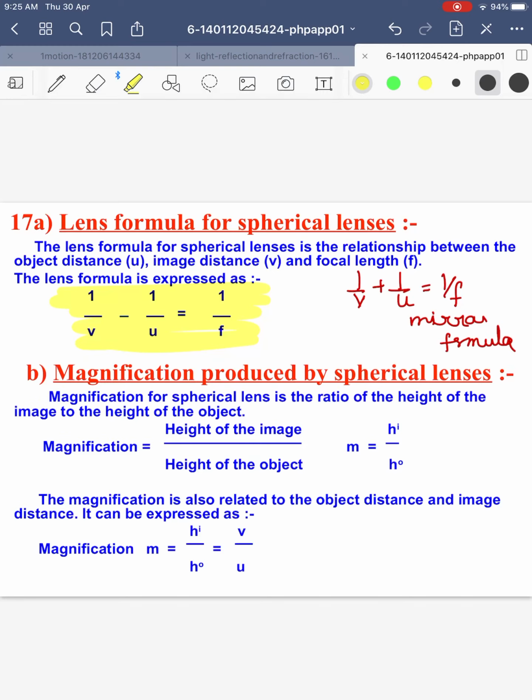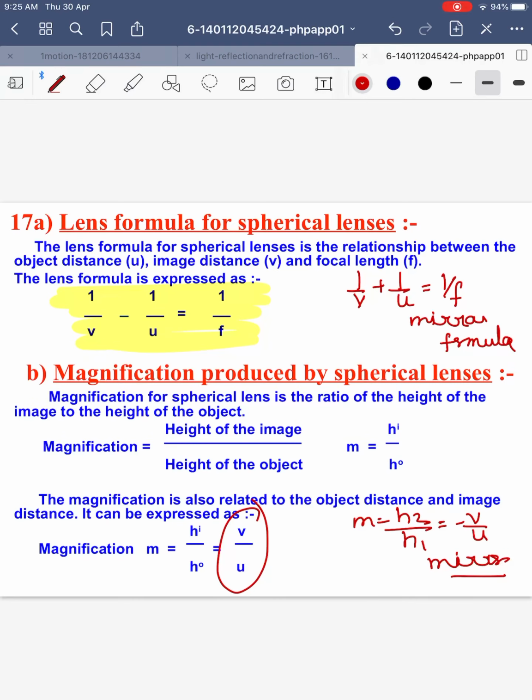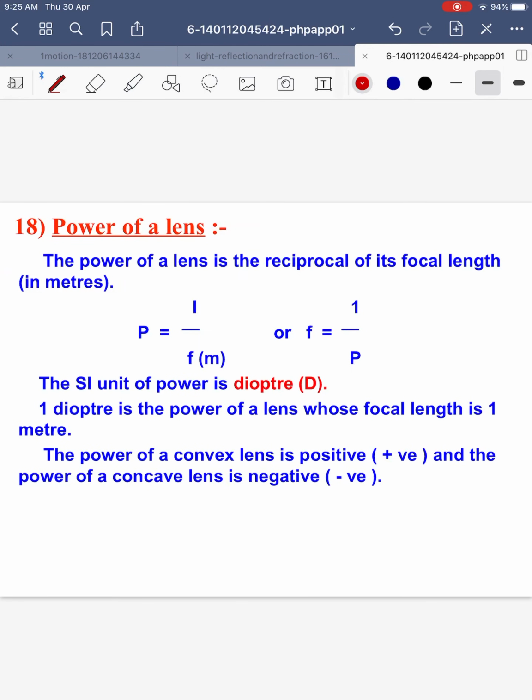Next is magnification. Magnification also has a similar formula as the mirror, with the only difference that we don't have a negative sign here. For a mirror it was m = h2/h1 = -v/u. But for lenses, we have m = h2/h1 = v/u. We don't take the negative sign here. The last topic of the chapter is power of a lens.